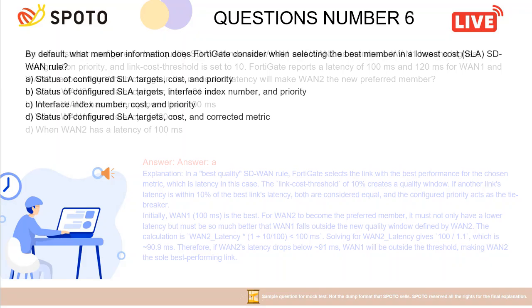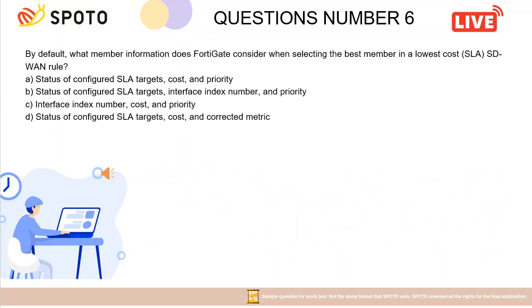Question 6. By default, what member information does FortiGate consider when selecting the best member in a lowest cost SLA SD-WAN rule? A. Status of configured SLA targets, cost, and priority. B. Status of configured SLA targets, interface index number, and priority. C. Interface index number, cost, and priority. D. Status of configured SLA targets, cost, and corrected metric. You have 15 seconds to answer.